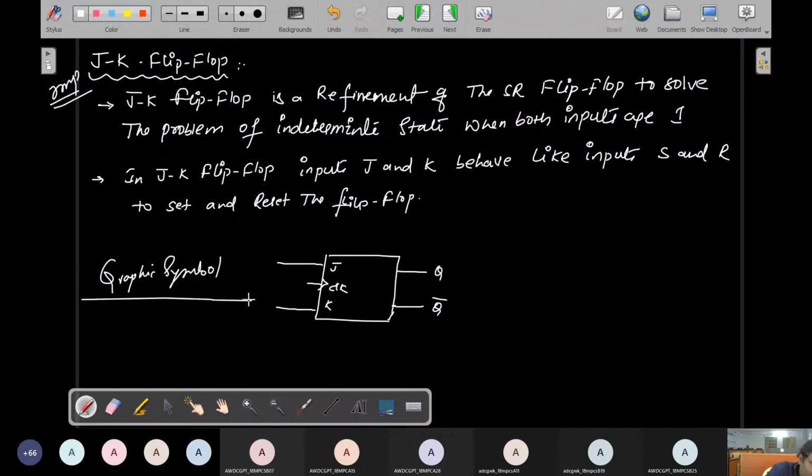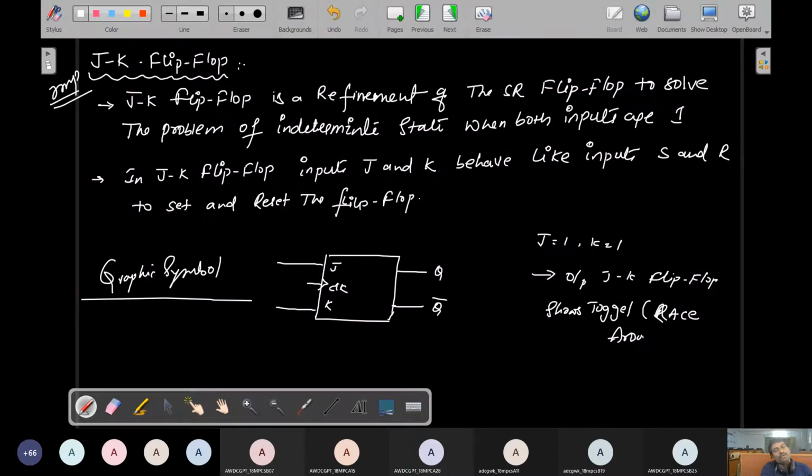Symbol. Okay, understand? So this is about JK flip flops highlights. Right now we want to discuss the operation and working of the JK flip flop. In the JK flip flop, when we take J equal to 1 and K equal to 1, at that time the output of the JK flip flop shows a toggle condition. Okay, toggle or race around condition.